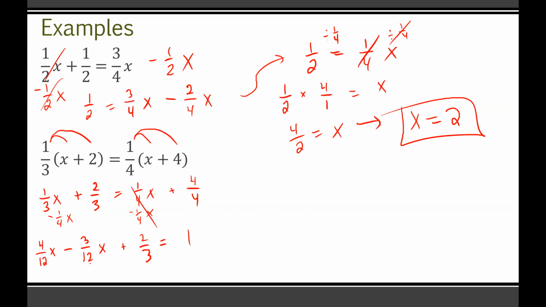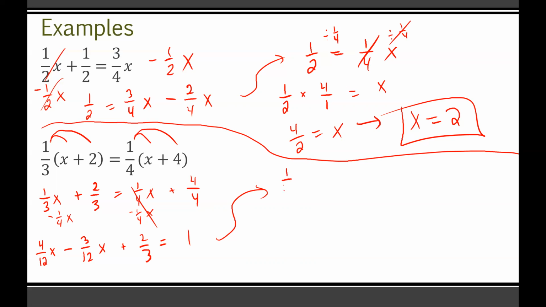Let's clean this up even more. 4/12 x minus 3/12 x, that's just going to be 1/12 x. Let me just divide this so we have a little bit more room. So 1/12 x plus 2/3 equals 1. I think the next thing we probably want to do, because this is something times x plus 2/3, with reverse BEDMAS, that would tell us we need to move this 2/3 over. So let's minus 2/3 from both sides. And that gives us 1/12x equals 1 minus 2/3.